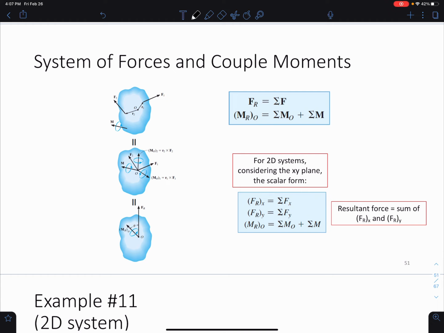Okay, so now here are some figures that show a system of forces and couple moments and what we're trying to do here. Similar to before, the resultant force is equal to the sum of all forces. The resultant moment is equal to the sum of all couple moments M and all moments at point O, including all moments acting on the system in general. And for 2D systems, if we consider the XY plane, then this is the scalar formulation of that. I'm going to show you an example in the 2D system and as well in the 3D system after that.